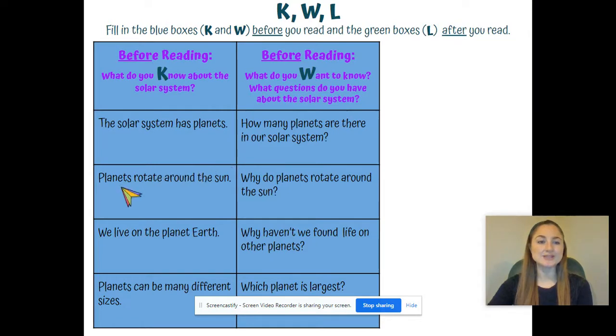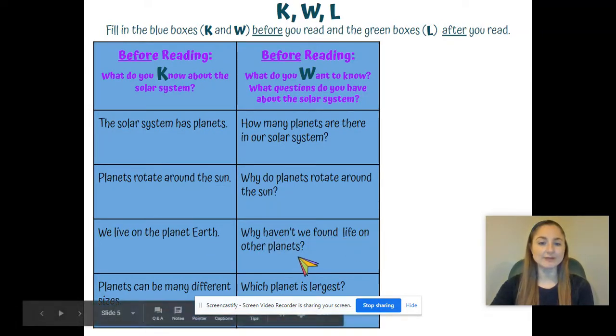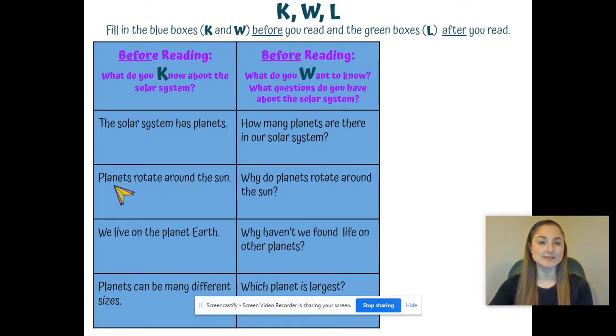When I move down to the next row, I might know that planets rotate around the sun. So my question could be, why do planets rotate around the sun? When I'm activating my prior knowledge and thinking about what I know, I can tell you that we live on the planet Earth. And a question I might have, why haven't we found life on other planets? Or why do they think there isn't life on other planets? And down at the bottom, it says planets can be many different sizes. That's something that I know. And I'm asking the question, which planet is largest in our solar system?